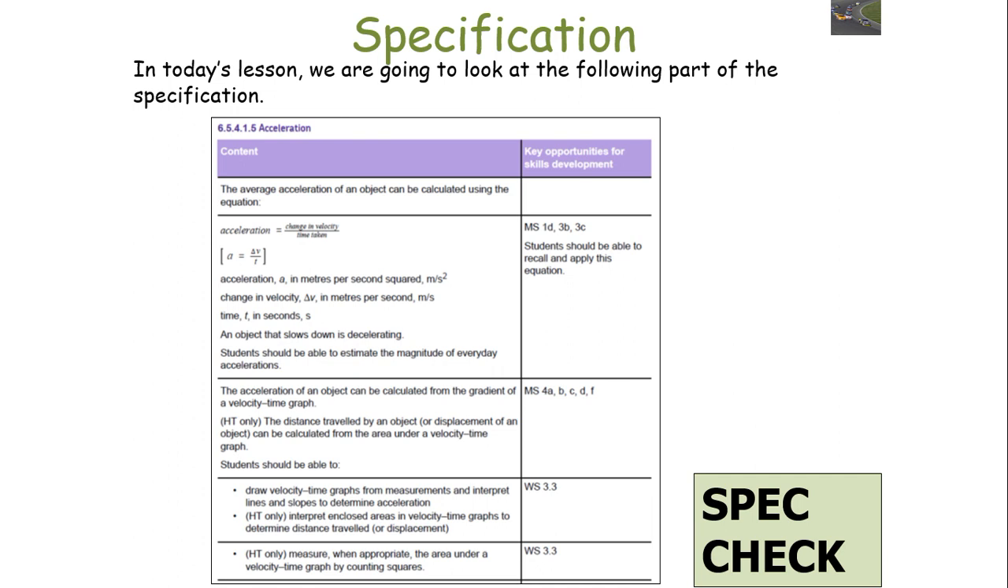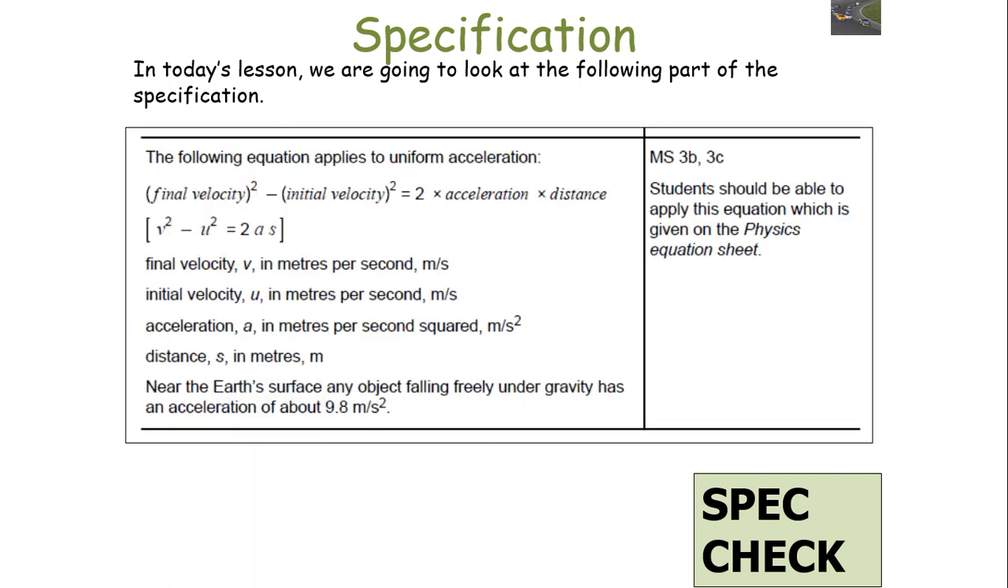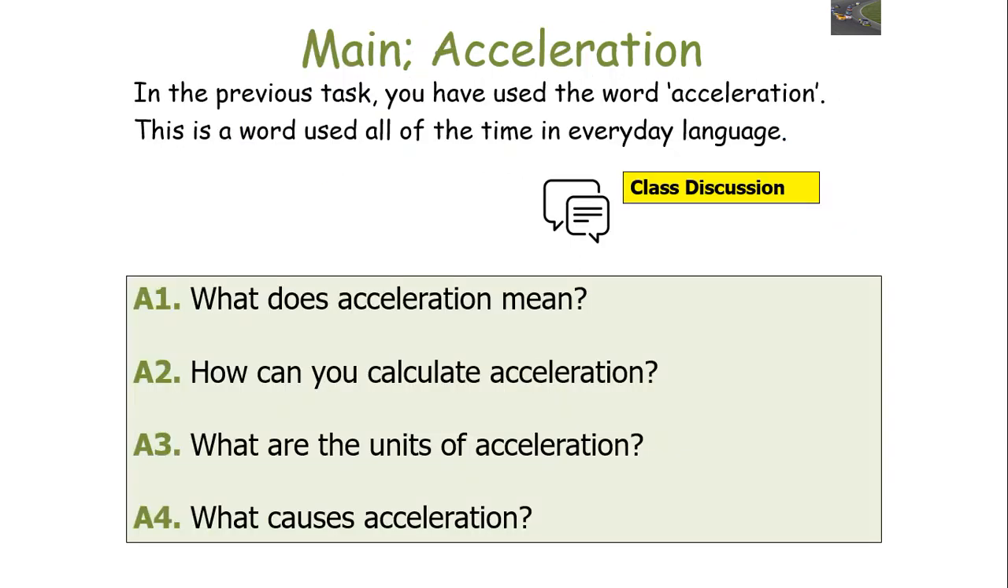Previously we have looked at distance time graphs and velocity time graphs, and understanding how we can calculate acceleration from a velocity time graph, distance travelled from a velocity time graph, and displacement from a velocity time graph. So we're going to take those concepts forward and see if we can work out how this links into acceleration. Previously we've used the word acceleration.